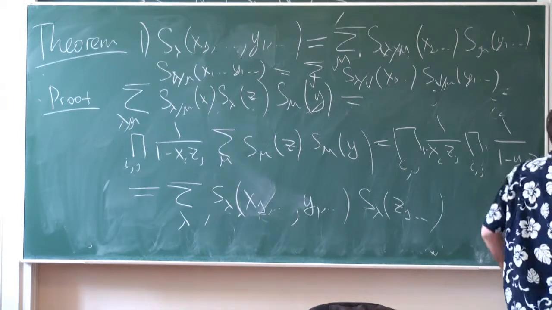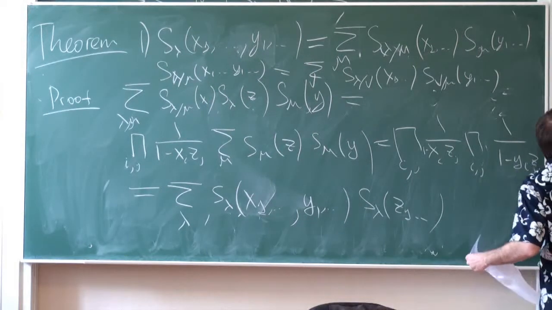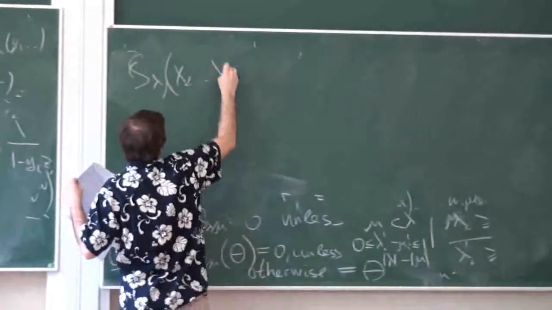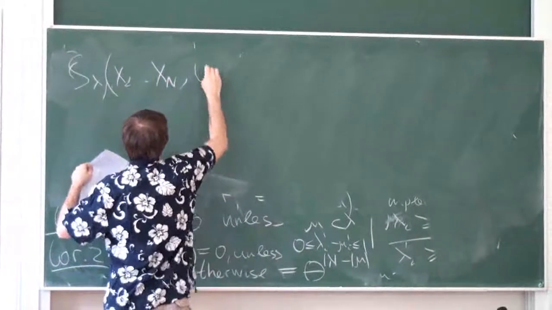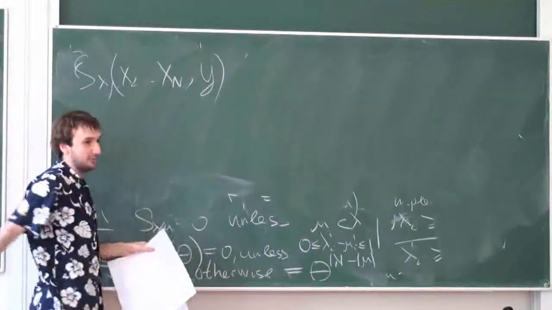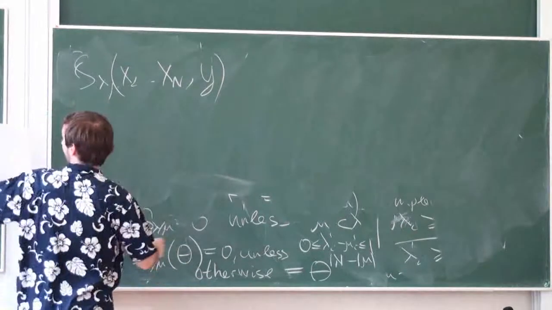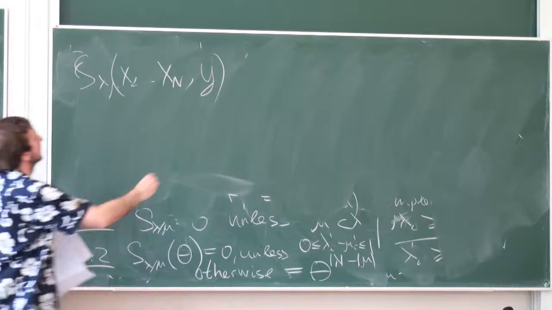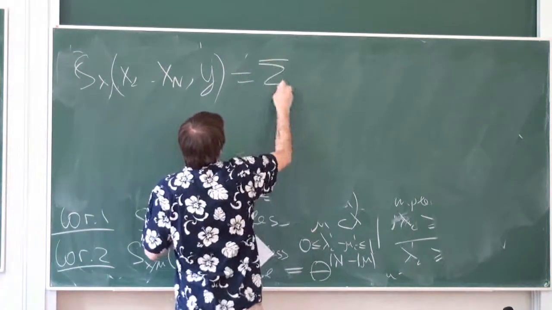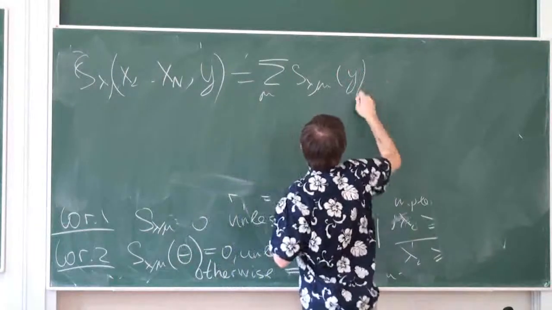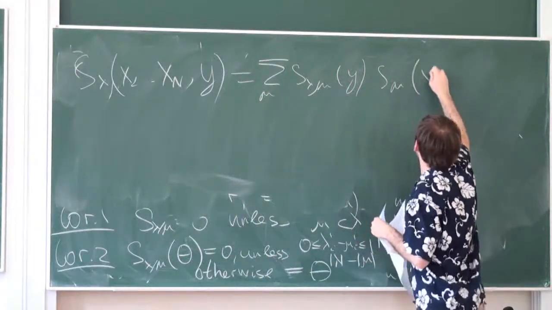Namely, let's suppose that we want to evaluate s lambda of x1 through xn and some parameter y. So now we use it for a single variable. By the formula, we should compute this sum over mu of s lambda over mu of y times s mu of x.